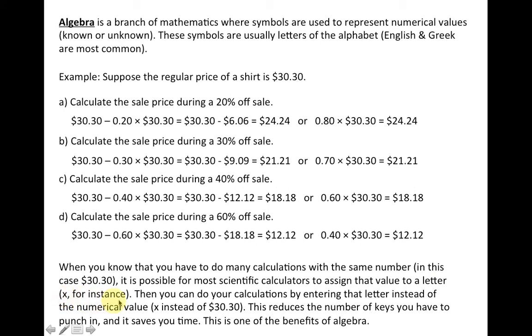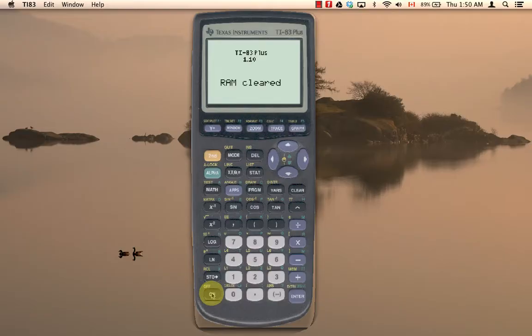So X, for instance. Then you can do your calculations by entering that letter instead of the numerical value. So you'd have to press one button, X, instead of having to punch in 30.30 over and over and over, as we had to do these calculations. This reduces the number of keys that you have to punch in, and it saves you time. And this is just one of the benefits of algebra.